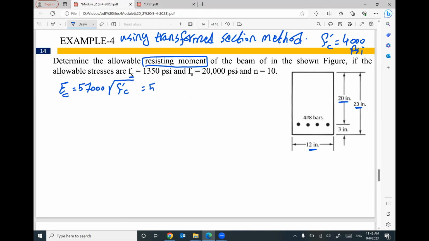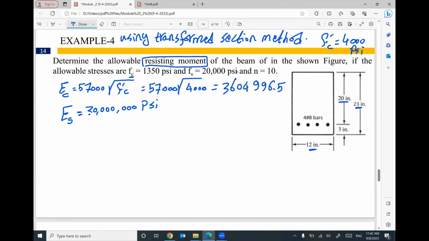So 57,000 square root F prime C, 4,000. And you know, E steel, Young's modulus of steel, is already known, 30 million PSI. Both of them should be in the same unit, PSI. So I have 57,000 times square root 4,000. It will be this number, 3,604,996.5 PSI.